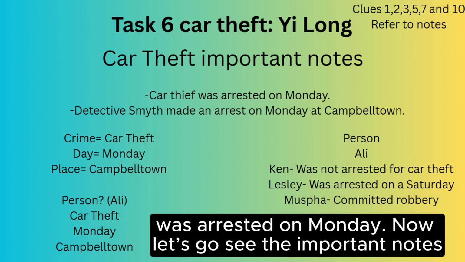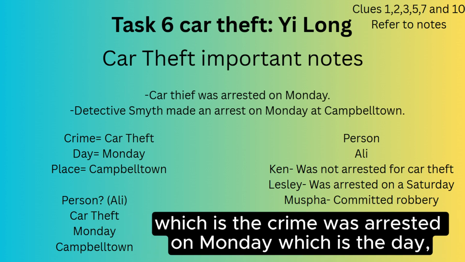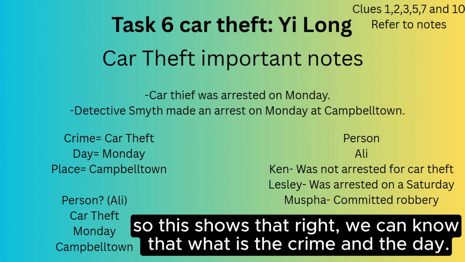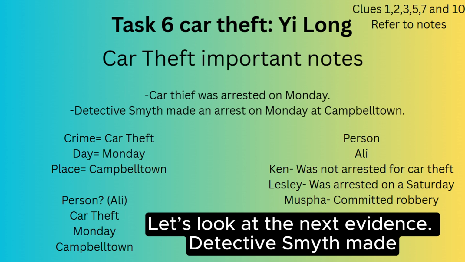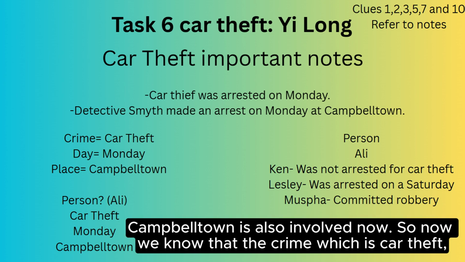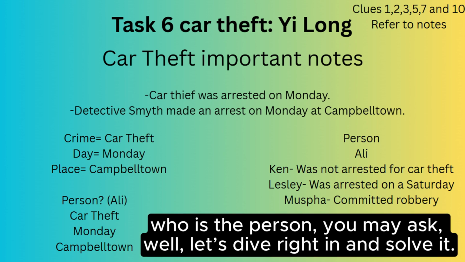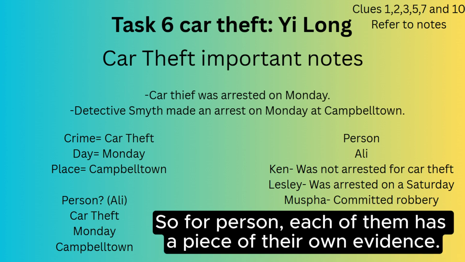Now, let's go see the important notes to solving car theft. The car thief was arrested on Monday. The car thief, which is a crime, was arrested on Monday, which is a day. So this shows that we can know the crime and the day. Let's look at the next evidence. Detective Smith made an arrest on Monday at Campbelltown. As the days are connected, Campbelltown is also involved now. So now we know that the crime is car theft, the day is Monday, and the place is Campbelltown. Now, who is the person, you may ask? Well, let's dive right in and solve it. So for person, each of them had their own piece of evidence.